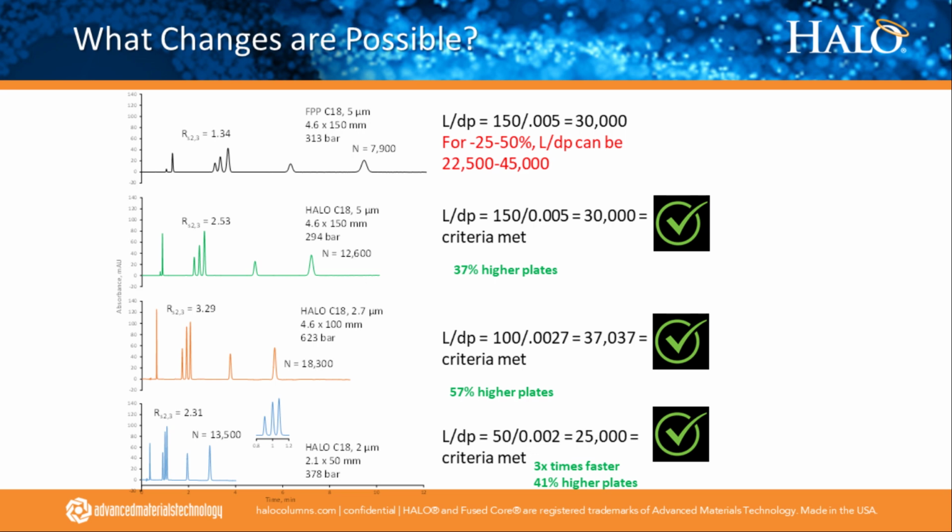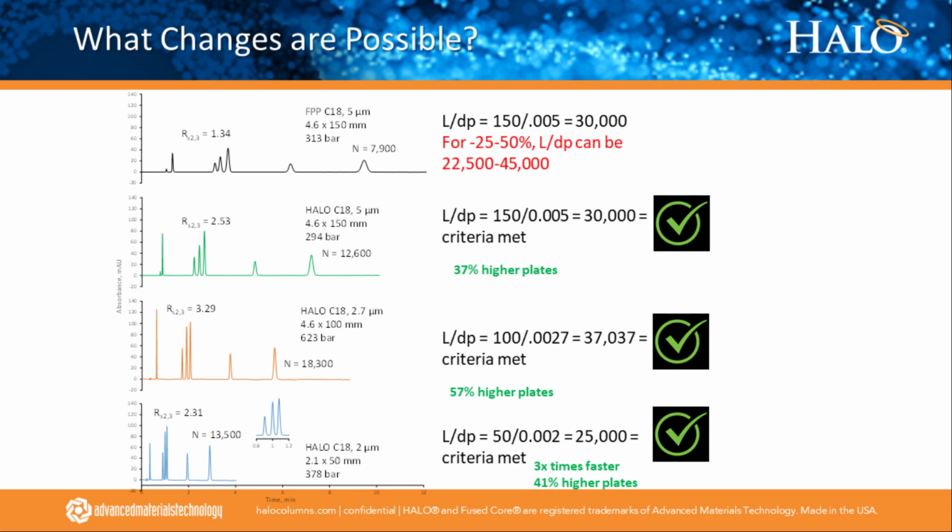If we want to improve it even further, we can go to a smaller particle size, superficially porous particle column with 2.7 micron particle size and now 4.6 by 100 millimeter dimension. In terms of the L to DP ratio, we're looking at 37,037. So that means we're right in the middle of this criteria, and we're getting 57% higher plates and even better resolution at 3.29.